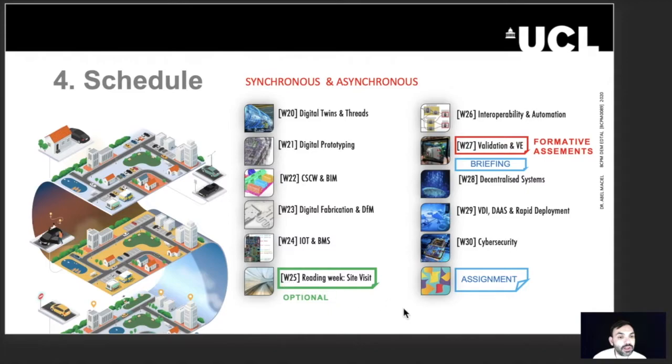On week 25, we have our reading week, and there is an optional site visit. So that site visit will be to a digital fabrication facility in Birmingham. So if everything goes well, we'll get the train and go to Birmingham for the day and see the very cool robots and machinery they have there. They do lots of very interesting work for aerospace and high performance cars, etc.